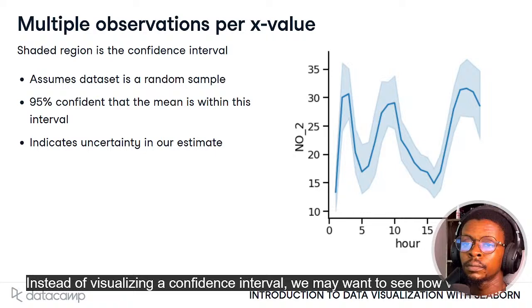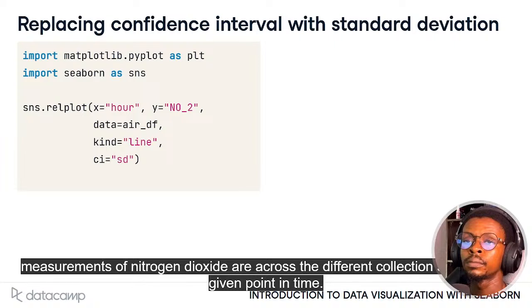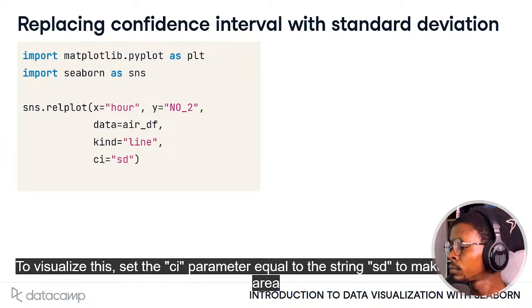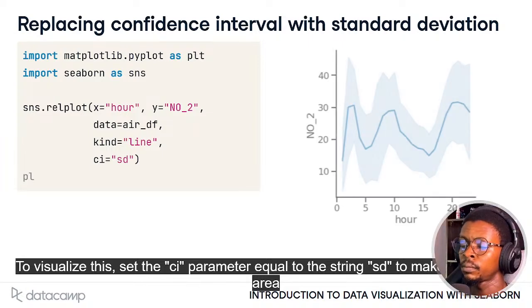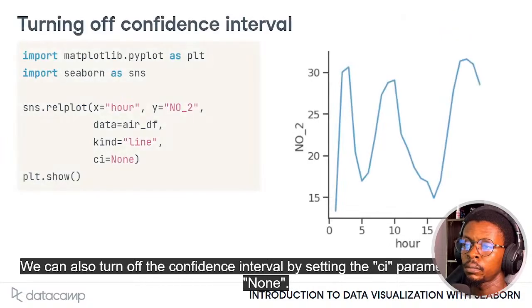Instead of visualizing a confidence interval, we may want to see how varied the measurements of nitrogen dioxide are across the different collection stations at a given point in time. To visualize this, set the CI parameter equal to the string SD to make the shaded area represent the standard deviation, which shows the spread of the distribution of observations at each X value. We can also turn off the confidence interval by setting the CI parameter equal to none.